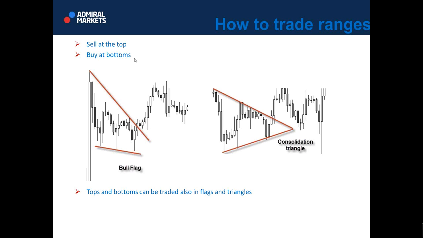That is the range. The range is also when the price makes bull flags, consolidation triangles. What is the bull flag? This is the bull flag. How do you know that the flag is a bull flag? First, we have a pole. The pole in this example is a Marubozu candle, okay? For all of you who don't know what Marubozu is, Marubozu is a bullish candle.